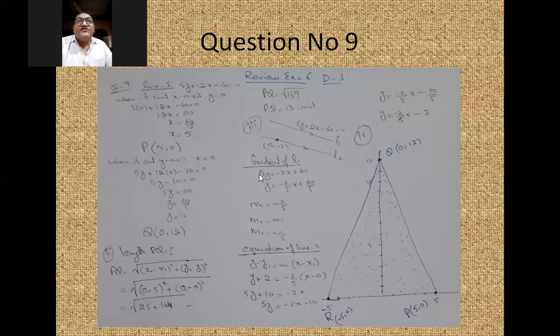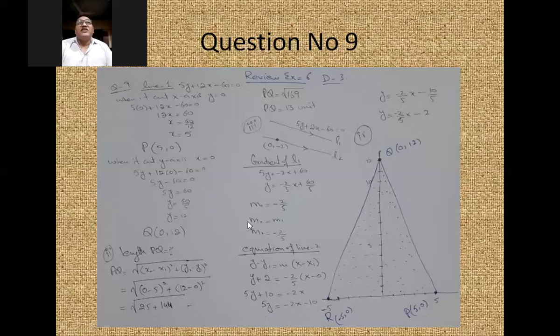This 5, which is multiplied with the y, will go to the other side and divide both the terms. So you will have y equals to minus 12 divided by 5 x plus 60 by 5. When the y is alone on one side, the coefficient of the x on the other side represents the gradient. So the gradient of line number 1 is minus 12 by 5. Minus 12 by 5 will be the gradient.